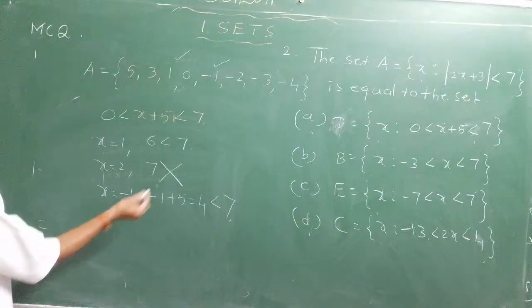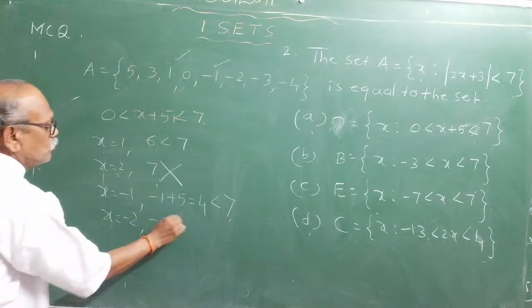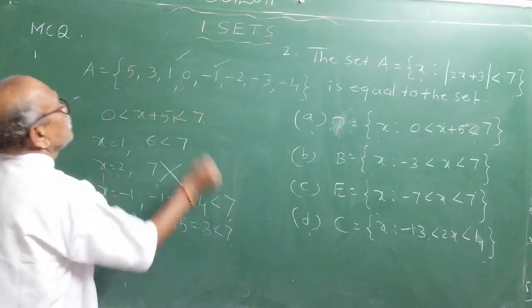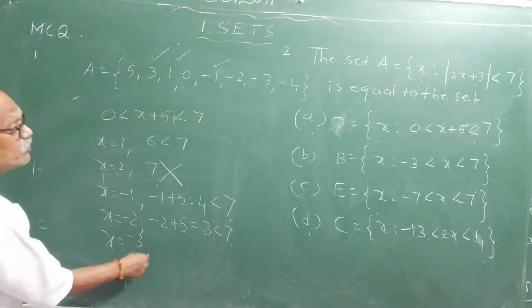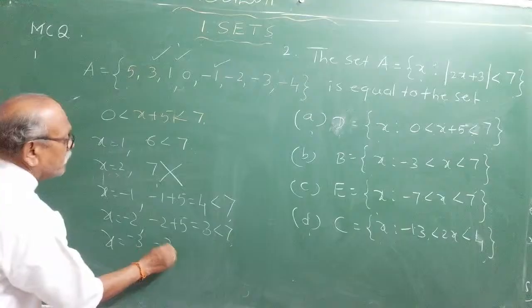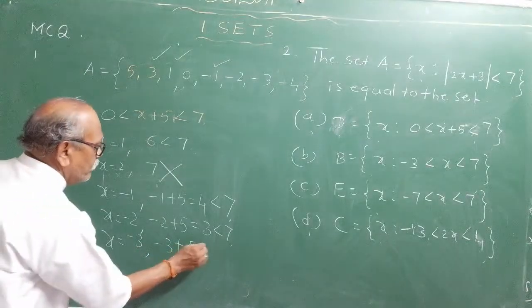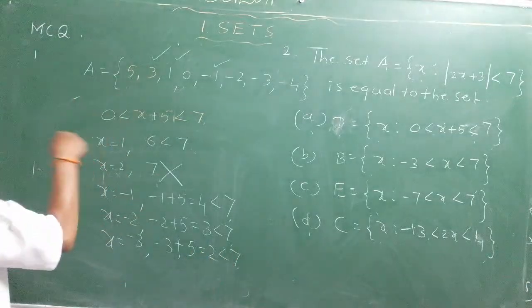And if you put x is equal to minus 2, minus 2 plus 5 becomes 5 minus 2 is 3, less than 7. 3 is also there. You take x is equal to minus 3. What do you get? Minus 3 plus 5, 5 minus 3 is 2. 2 is less than 7. Is 2 present here?